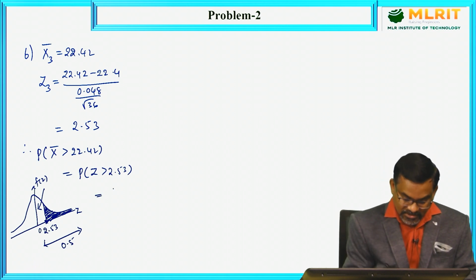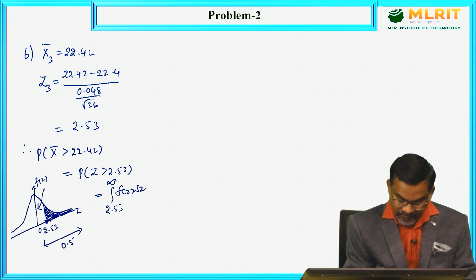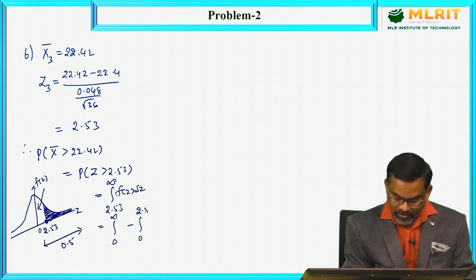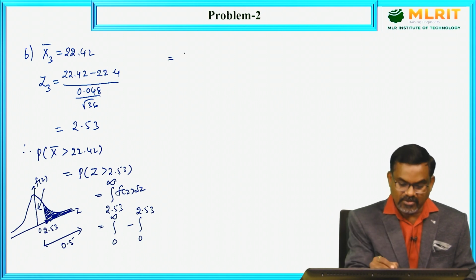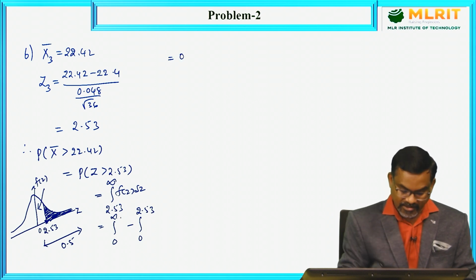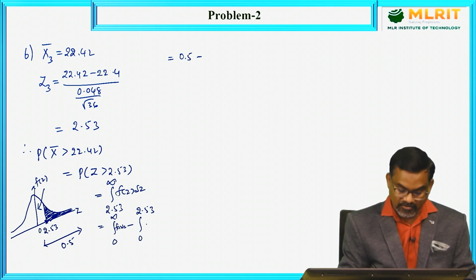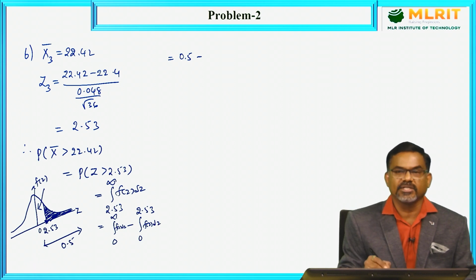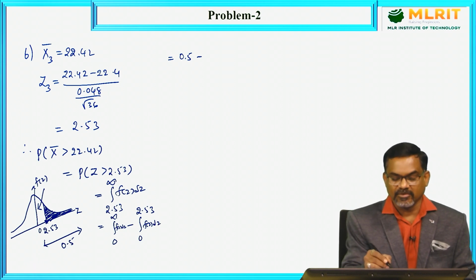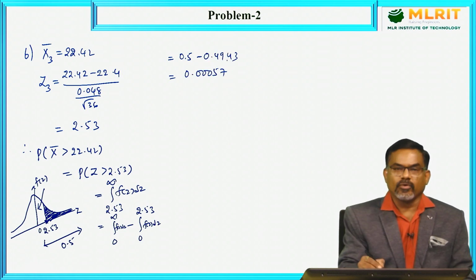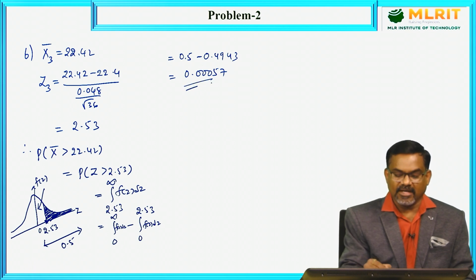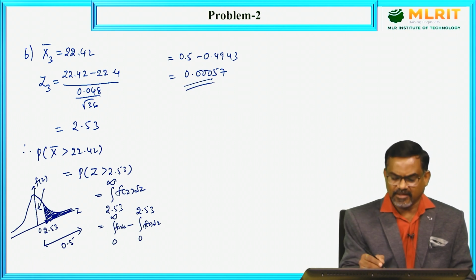So, this is 2.53 to infinity f of z dz, which is 0 to infinity minus 0 to 2.53. So, that is equal to 0 to infinity, this f of z dz will be 0.5 minus 0 to 2.53, that we can calculate this region using the standard normal distribution table. So, the value is given by 0.4943, and hence the final answer is 0.00057, where the probability is very, very low.